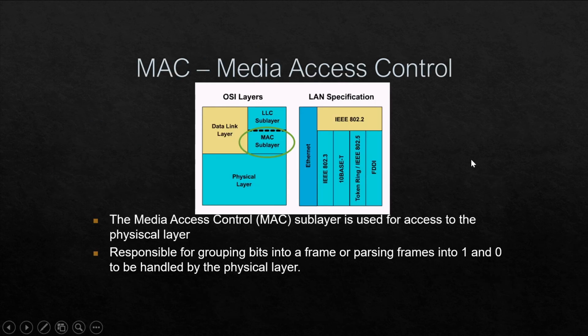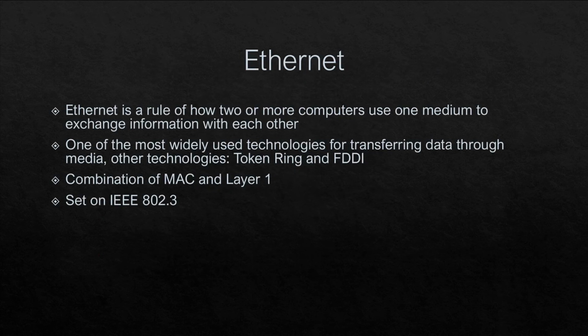The next section is MAC, or Media Access Control. The Media Access Control sublayer is used for access to the physical layer, responsible for grouping bits into a frame or parsing frames into 1s and 0s to be handled by the physical layer. Ethernet is a rule of how two or more computers use one medium to exchange information. One of the most widely used technologies for transferring data through media are these technologies. Examples are token ring and FDDI. A combination of MAC and layer 1.